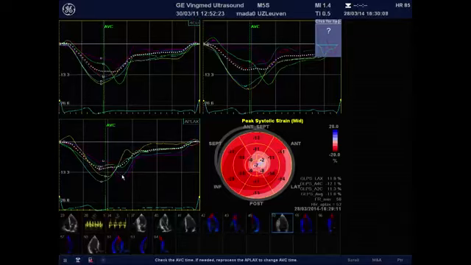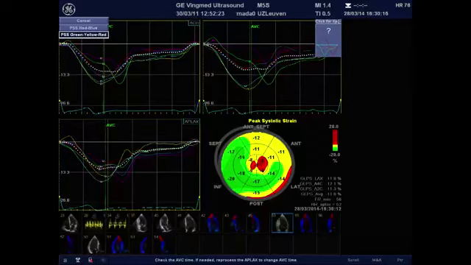And we have also a special map for that. We can not only show the end systolic value, but we can also show the postsystolic shortening in our color map, and then we can see clearly where postsystolic shortening happens.